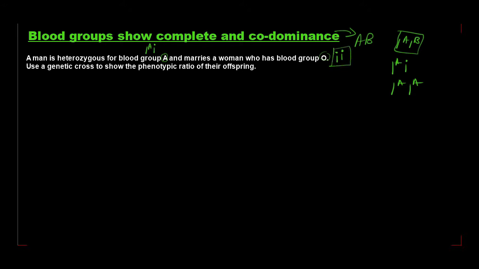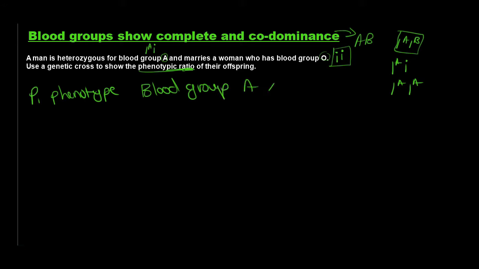So use a genetic cross to show the phenotypic ratio. So we're going to have to show the ratio at the end of this genetic cross. So let's jump into it. P1, the phenotype. With blood groups, you can just say blood group A, because you're going to show in the genotype that you know what you're talking about. Has married a woman or crosses with blood group O. Don't abbreviate like I have, and just don't have space.